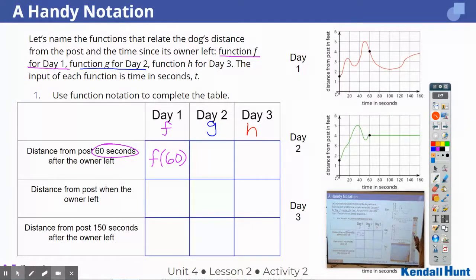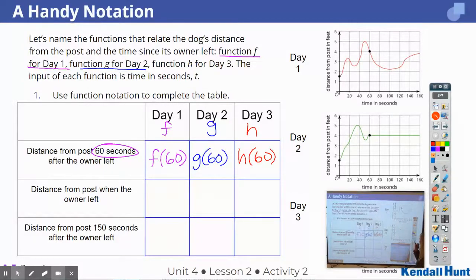If I want to look at day 2, I would just say G of 60. And I would know that that is day 2, 60 seconds after the owner left. And it is a lot faster to write that than to say distance from the post 60 seconds after the owner left on day 2, or 60 seconds after the owner left on day 1. And likewise, if I want to know day 3, I can just write h of 60.